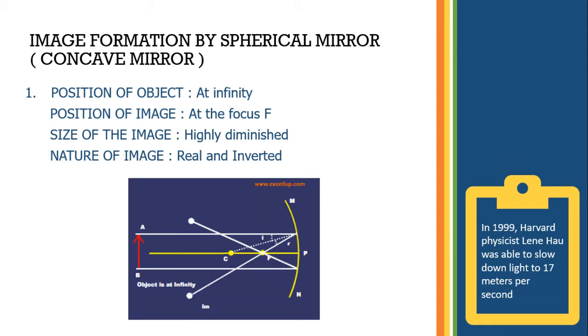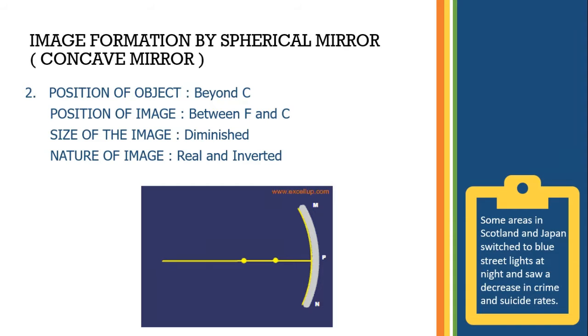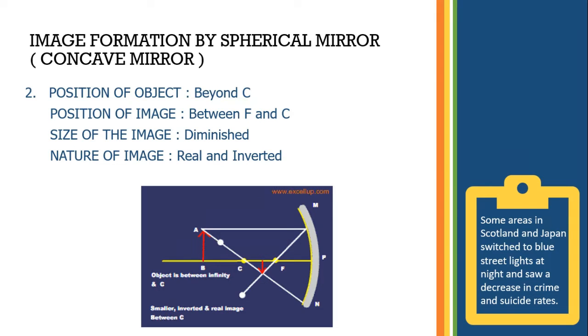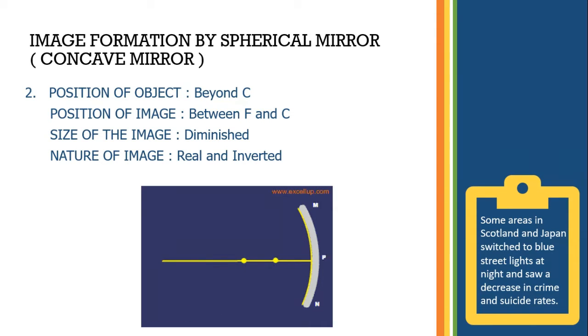So now, next we will move to the second observation, that if the object is beyond C, means after C. C means center of curvature. We have understood each and every term related to spherical mirror. So we know what is C, what is F, what is P. So you should know all these things before you see this video. Okay, so if the object is beyond C, you can see AB, the image will be formed between F and C.